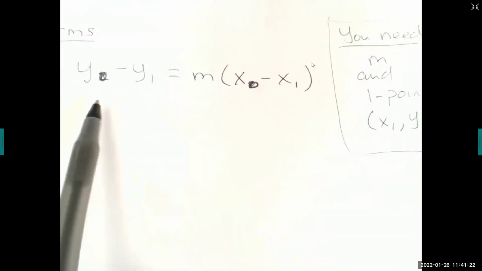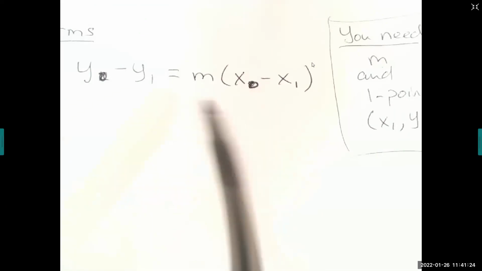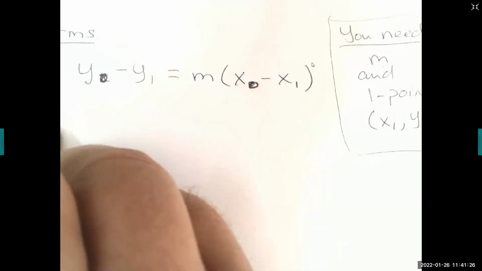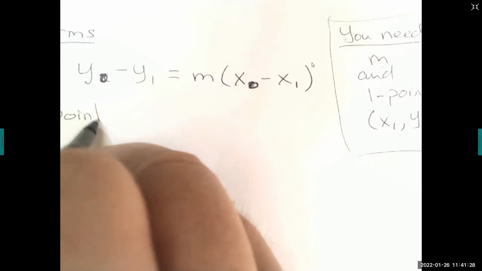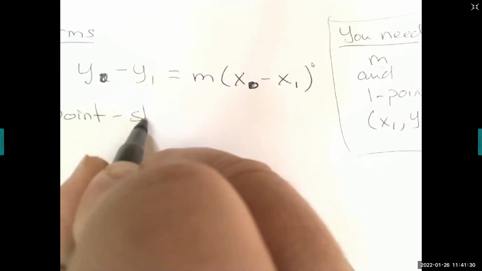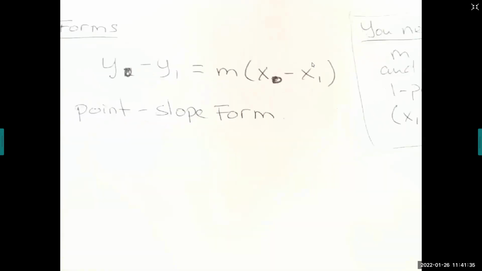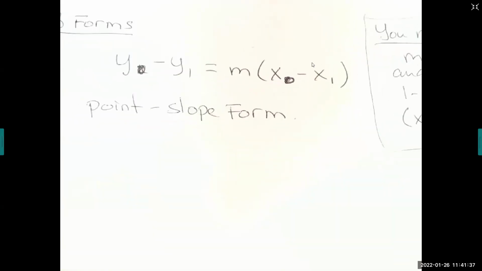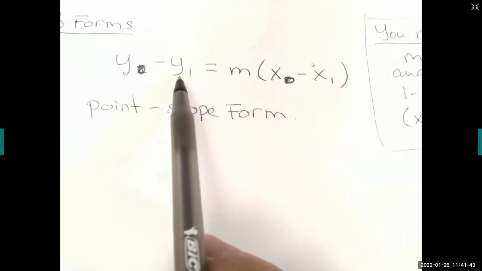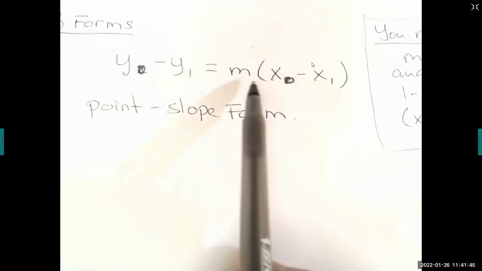So this form is called the point slope form. Why is it called a point slope form? Yeah, because it has a point x1, y1, and it has a slope m.